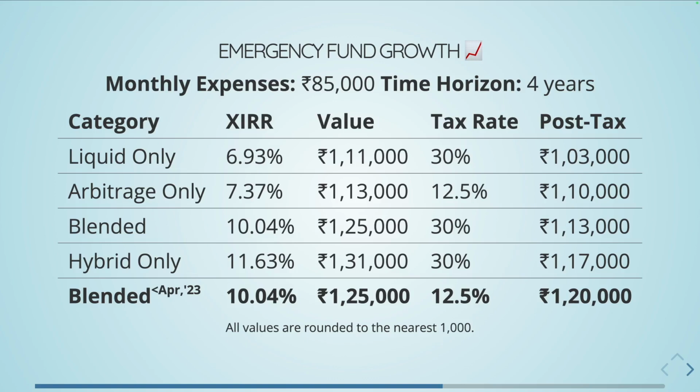But the volatility, like how much it goes up and down in the curve, is not really that suitable for an emergency fund, right? So that's why I'm not that extreme in setting up the emergency fund.